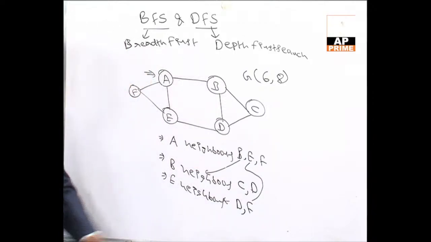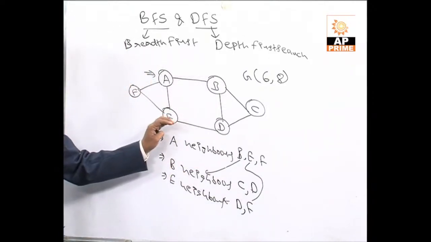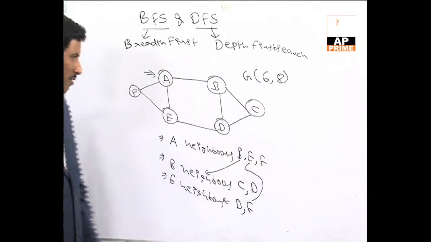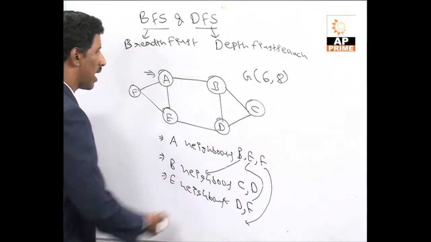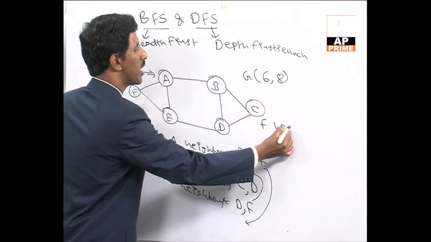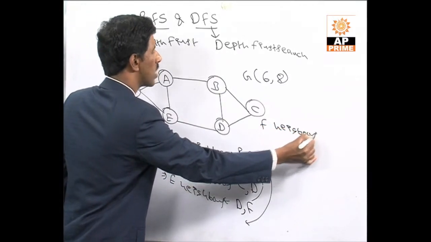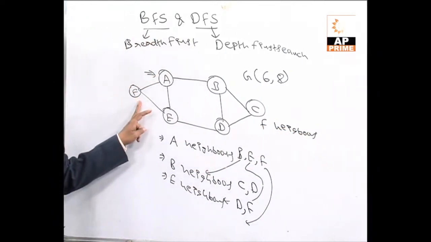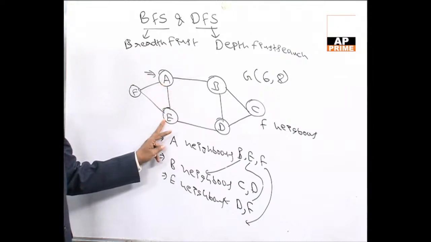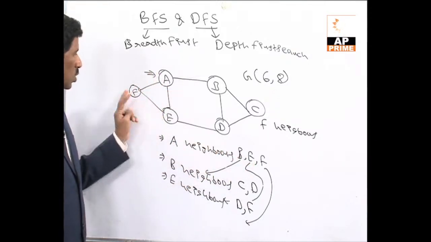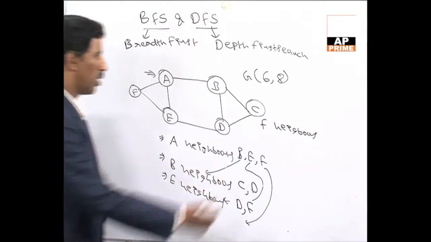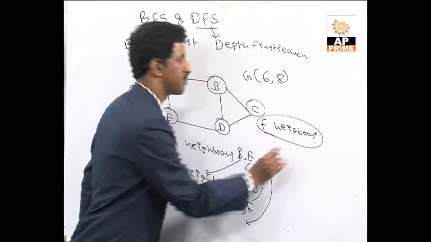E to F. After that E neighbors are completed, then I want to move on to F. F to be visited, F neighbors. Now I want to continue for F neighbors. Which are the F neighbors? This is my F. What are the F neighbors? A, E. F to A already visited? Yes, A to F. Is E to F already visited? Yes. Now F is in processed state.